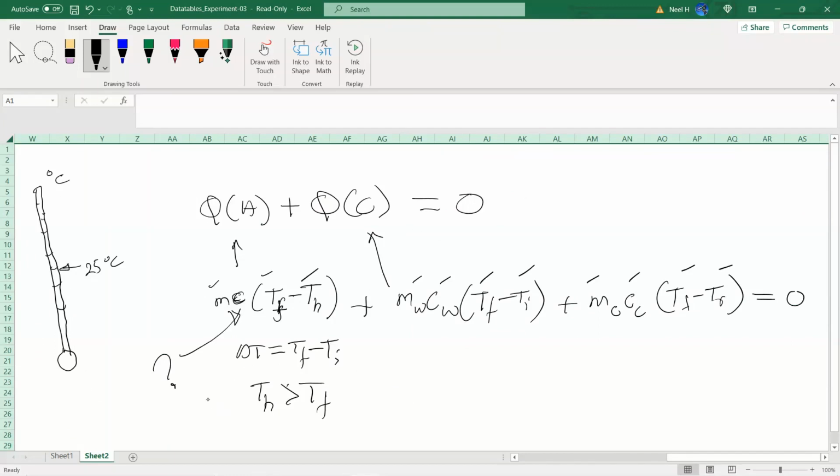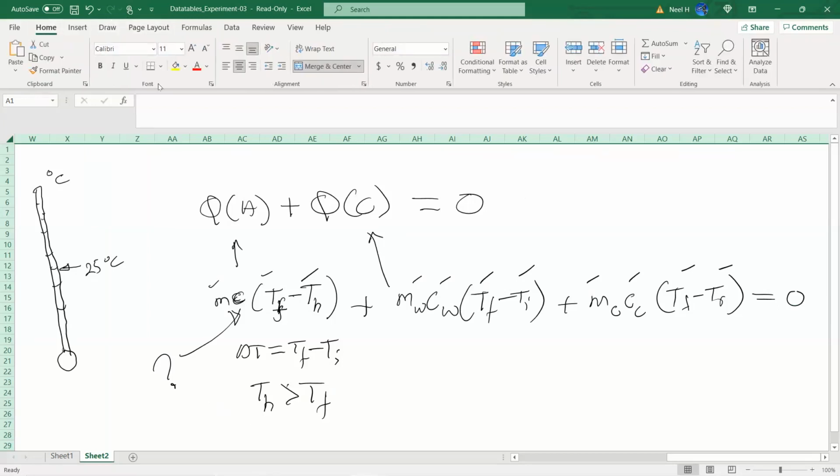This part is negative, the other two parts are positive. Then I should get at the end a positive number, because heat capacity is just a number. Okay. All right, guys. Any question?